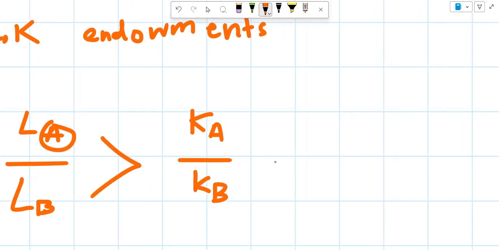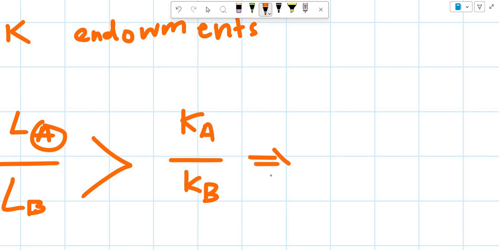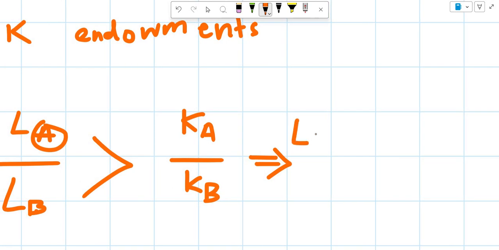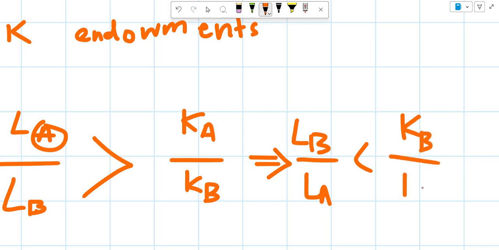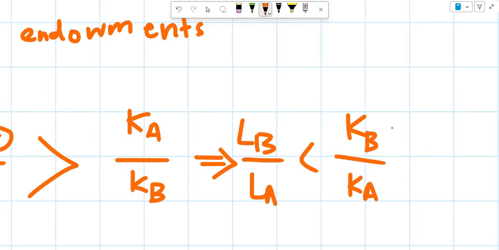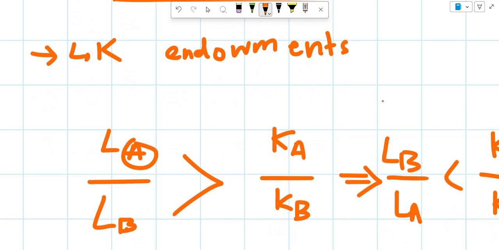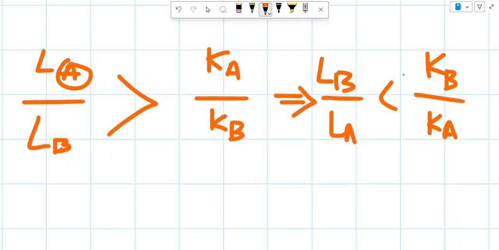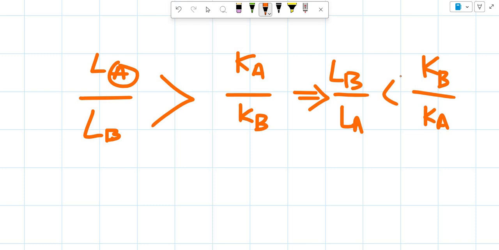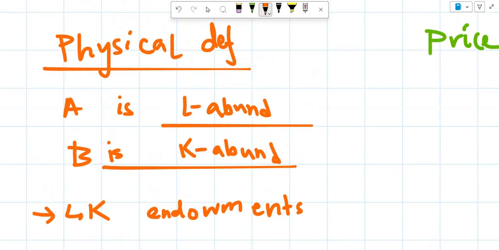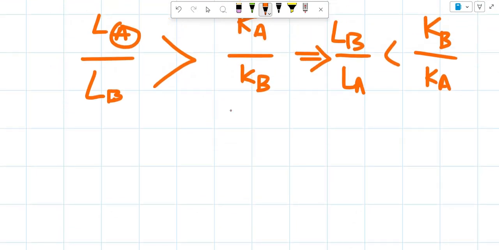Now, if I write this in the reverse order, that is, if I take the reciprocal, then I can write LB by LA is less than KB by KA. Now, you see KB is high. So, in B economy, K is high. That is matching with B is capital abundant. So, this is basically the physical definition of A being labor abundant or B being capital abundant.